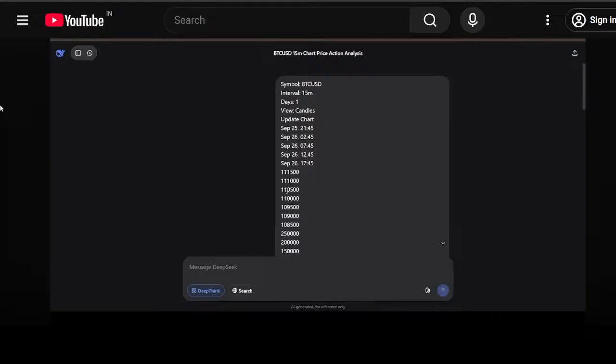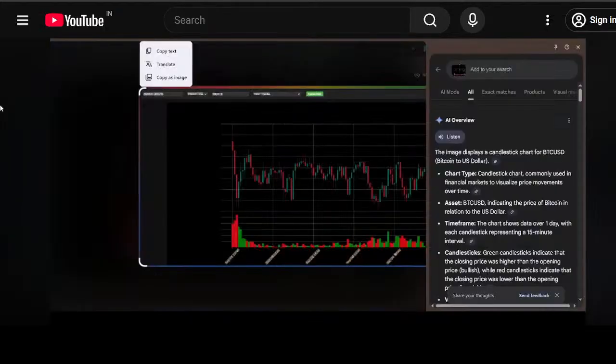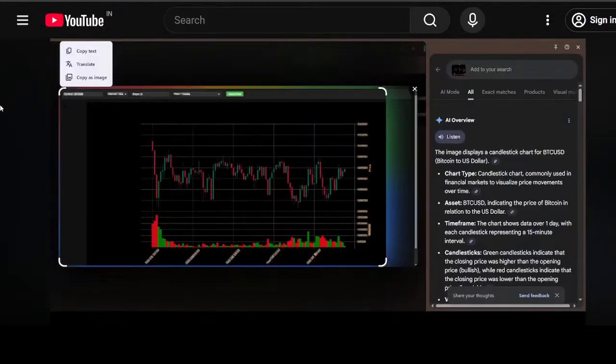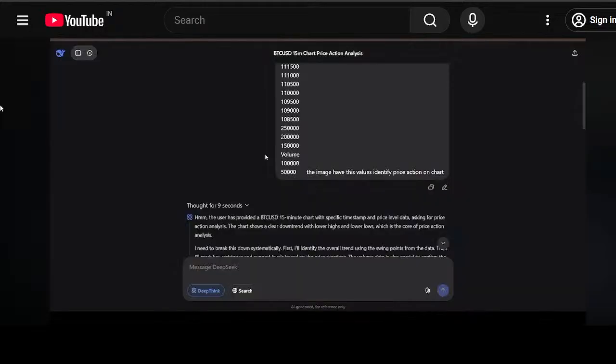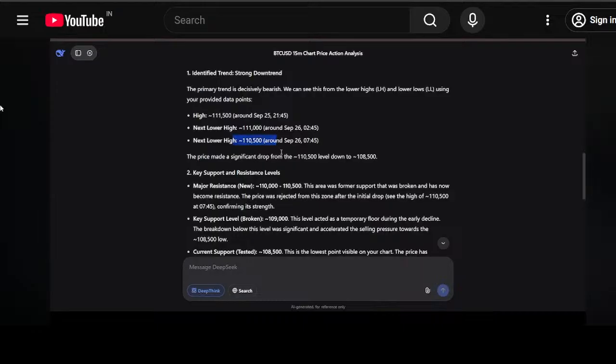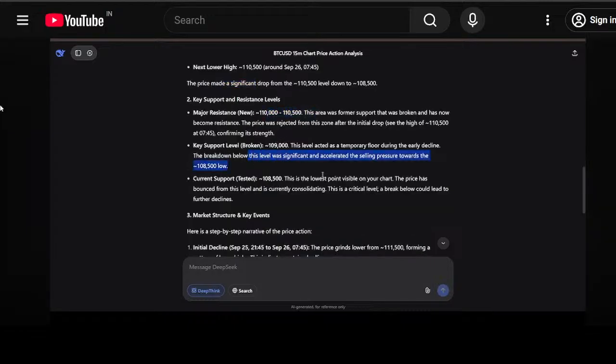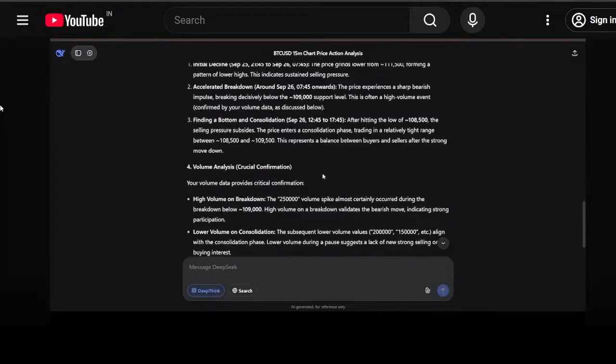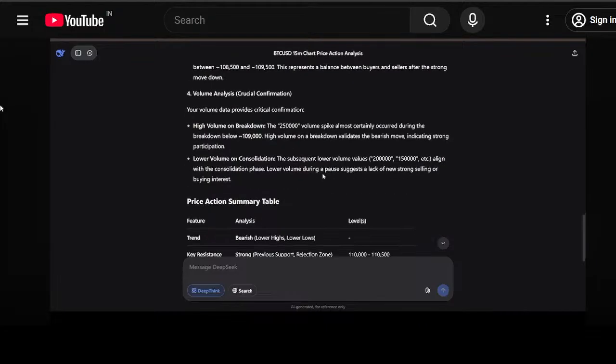What I've done with the help of Google Lens is the copy text method. If I give this copied text and ask the same questions, it will identify and give me the results, like lower, high, support and resistance, what is going on. All of the things will be there, and in a wonderful way.